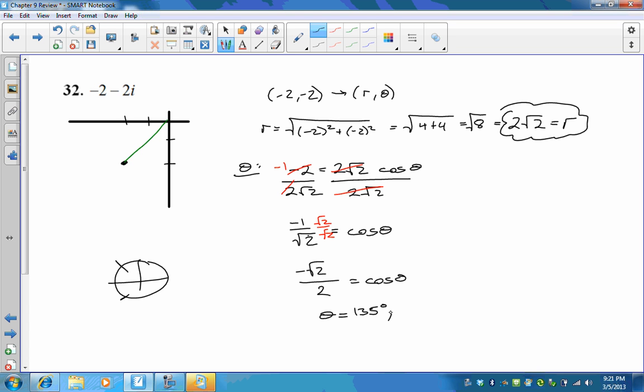Then I take my r, and I take my theta, and I roll it into my polar form of a complex number. So it's 2 root 2 times cosine 225 plus i sine 225. There we go.